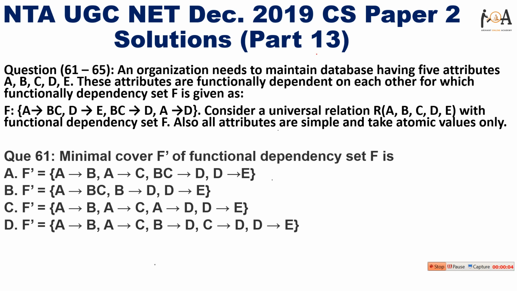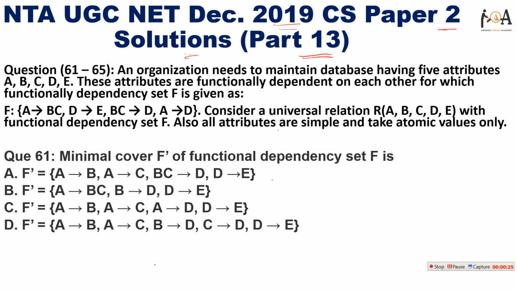Here it is part 13 of UGC NET December 2019's Computer Science Paper 2 solutions, and the links for the first 12 parts are given in the description section. So you can attempt the first 60 questions with detailed solutions there. And let's start with question number 61.